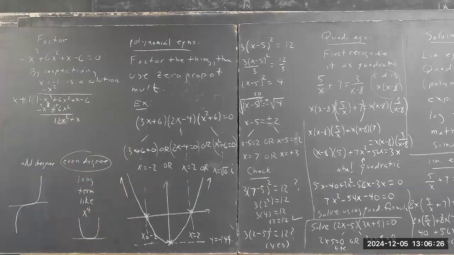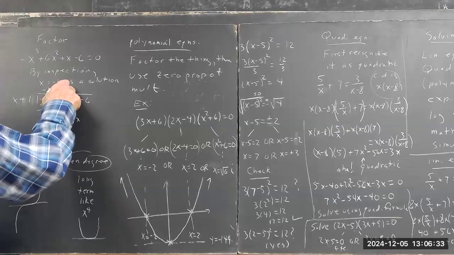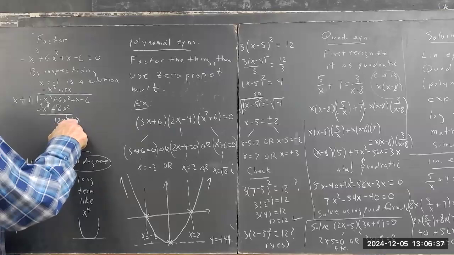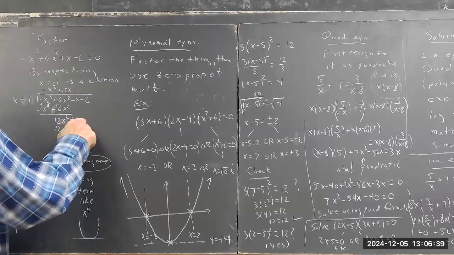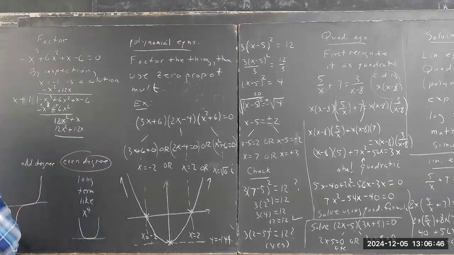People did pretty well with this when we did it. Just a long division thing. Okay, anyway, then you're going to get plus 12x. And it's still not working out. What's wrong?